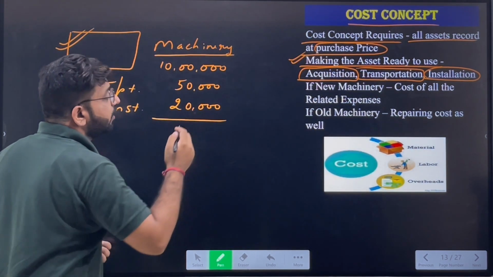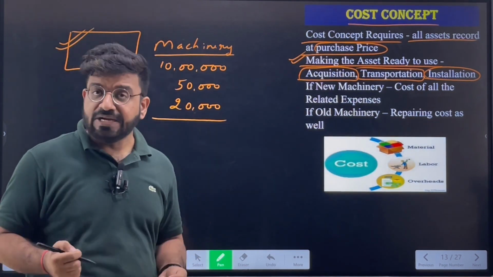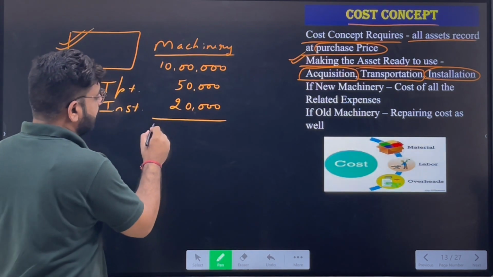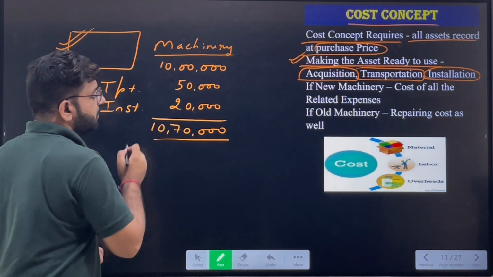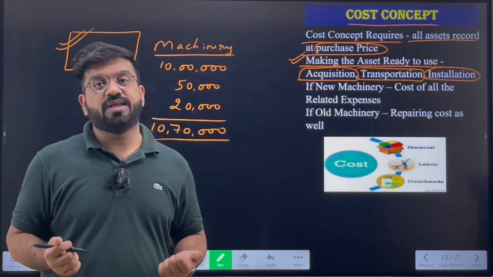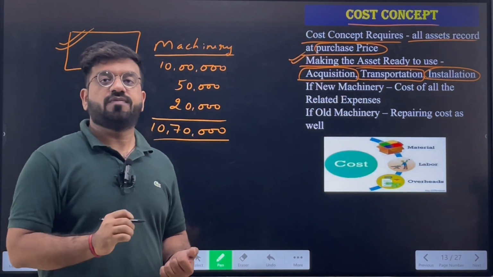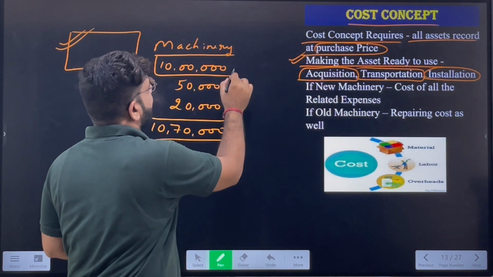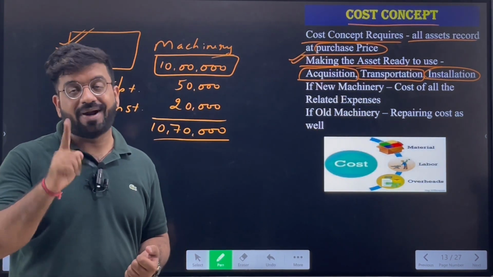So now, in order to make use of that machinery, in total, I have spent 10 lakhs 70,000. So now the question arises, what is the actual cost of the machinery that will be recorded in the books of accounts? This is the question. So I know you will always say 10 lakhs because that's the price of the machinery that we have paid in order to purchase that machinery.